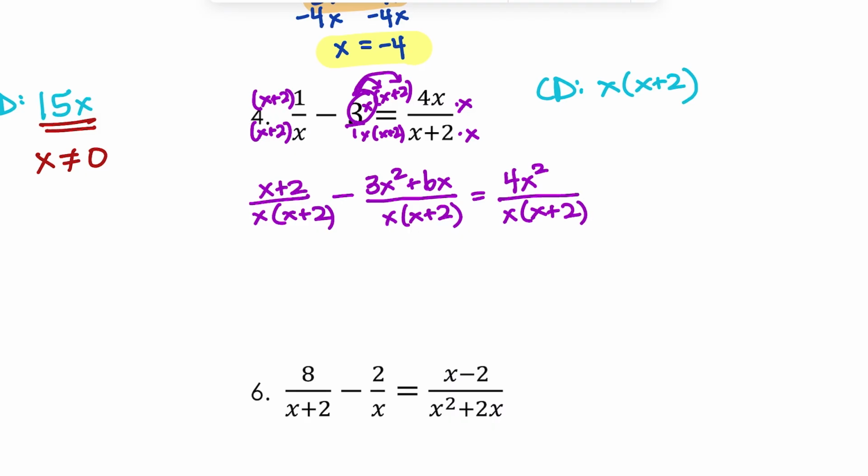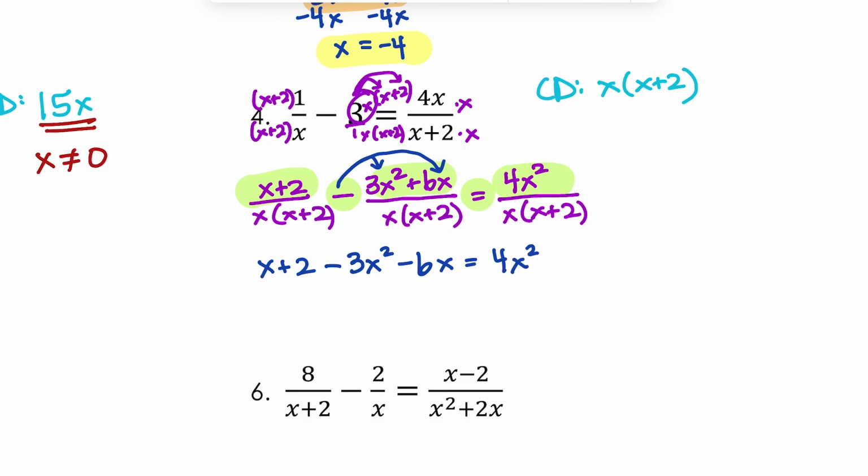Okay, so once we have that common denominator, we can just look at this equation of the numerators. And so I'm going to have the x plus 2. Now be careful here because it's subtraction, so I need to be subtracting both of these terms. So minus 3x squared and minus 6x equals 4x squared.